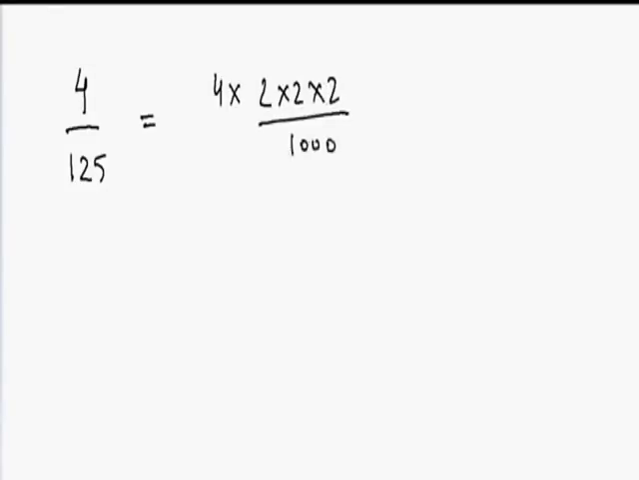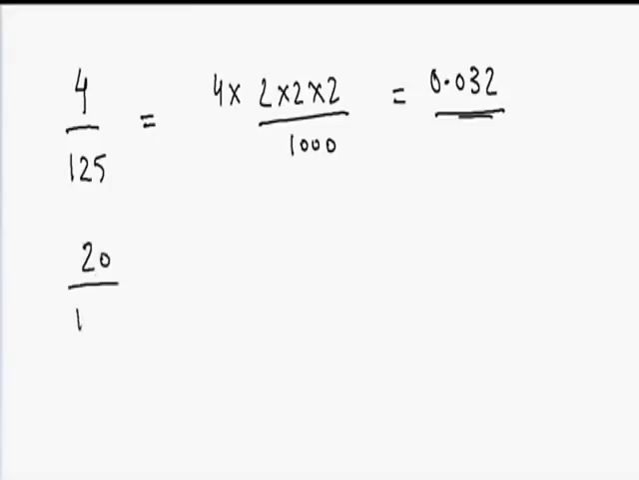Another example will be to divide by 125. If I have 4 and I want to divide by 125, how will I do that? In that case, that will be equal to 4 into 2 into 2 into 2 divided by 1000. So 4 into 8 is 32. So we have 32 and we put a 0 here. So that's our answer.